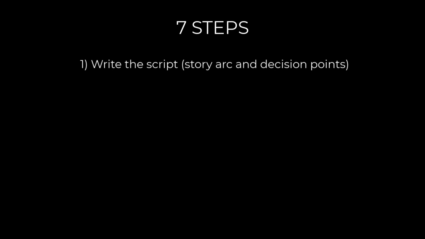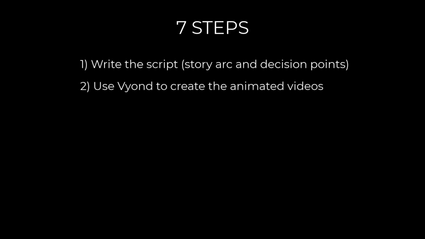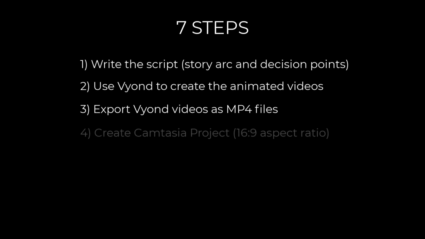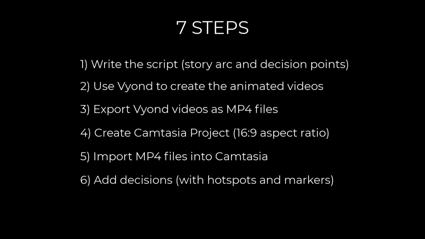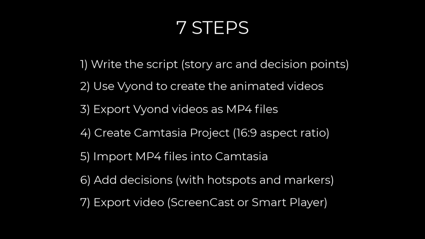There are 7 steps for creating an interactive video using Vyond and Camtasia. 1. Write the script with a story arc and several decision points. 2. Use Vyond to create animated videos to tell different parts of your story. 3. Export the videos as MP4 files. 4. Create a Camtasia project with a 16:9 aspect ratio. 5. Import the MP4 files into Camtasia. 6. Add decision points using interactive hotspots and markers. And 7. Export the interactive video using Screencast or the TechSmith Smart Player.